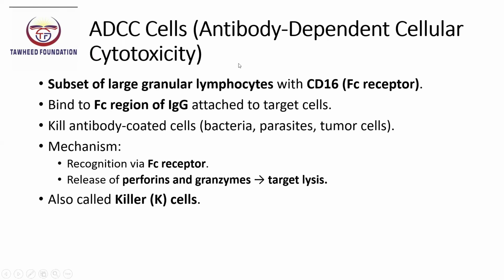Next is ADCC cells, that is antibody dependent cellular cytotoxicity. ADCC cells are large granular lymphocytes expressing CD16 that bind to the Fc portion of IgG antibodies attached to target cells. Once bound, they release perforins and granzymes, lysing antibody-coated cells such as bacteria, parasites, and tumor cells. Unlike NK cells, ADCC cells rely on antibodies for guidance, forming a key component of antibody-mediated cytotoxicity. They are sometimes called killer K cells due to this cytotoxic function.